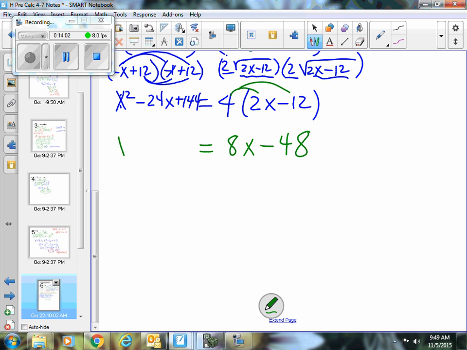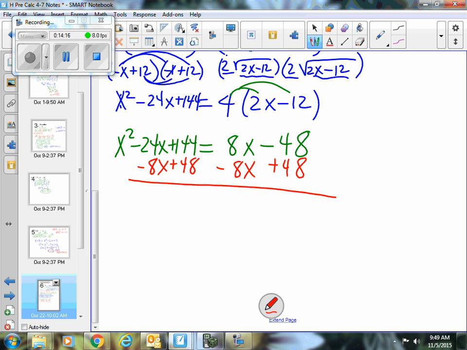I'm going to distribute that out. So x squared minus 24x plus 144. All right, well, I think I'm going to move everything over, get it equal to 0. So let's move the 8x, and let's move the 48. So we get x squared minus 32x plus 192 equals 0.